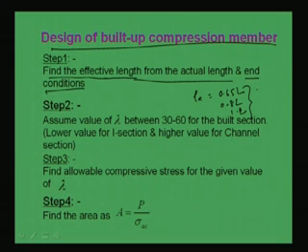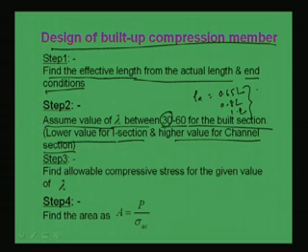So, all these things we have to see and accordingly find out the effective length. Then in step 2, we can assume some value of lambda, the slenderness ratio, which will be between 30 to 60 for the built up sections. You see, a lower value for I section and a higher value for channel section. That means, for I section we can consider 30 and for channel section we can consider 60. So, in between 30 to 60 we can consider.